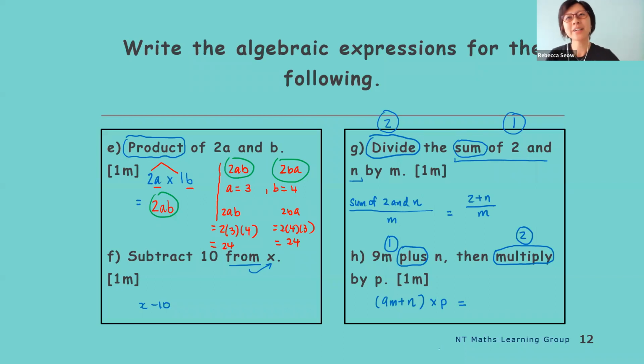How will we express this if we are not going to be putting down the multiplication sign? P, open bracket, 9m plus n, close bracket. You're right. Good, well done. You bring the P to the front. If not, you will look a bit awkward.